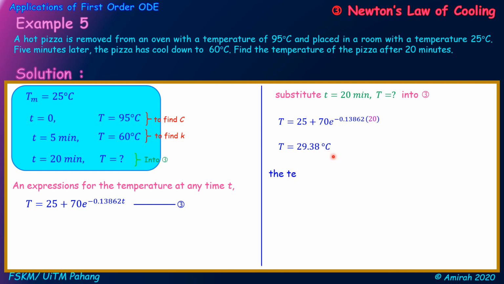Okay, then we can write the temperature of the pizza after 20 minutes is 29.38 degrees Celsius. From this question, find the temperature of the pizza after 20 minutes. The temperature of the pizza after 20 minutes is 29.38 degrees Celsius. This is the final answer, right?